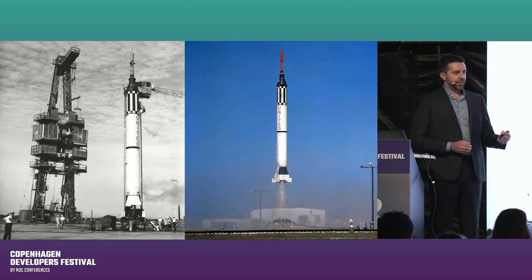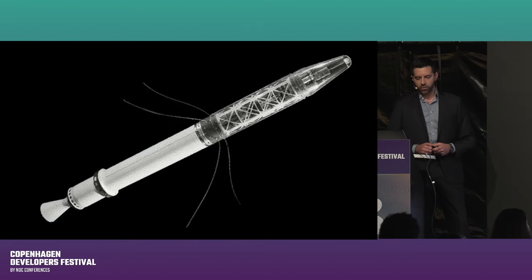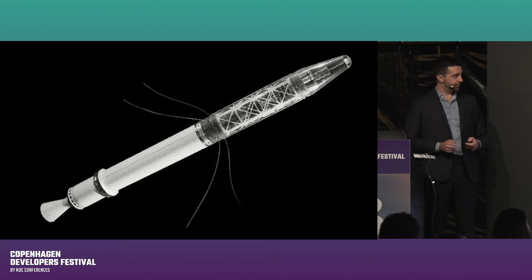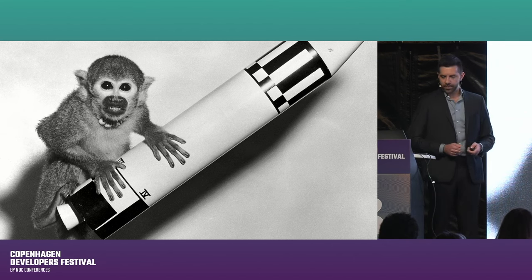The US develops the Redstone rocket to start launching their own things into space. They start with Explorer 1, which is the first American satellite in orbit, and then they follow up by launching some of their own animals. This is Ms. Baker, who launched with her colleague on one of these rockets and was the first American animal in orbit. And then the next big thing happens.